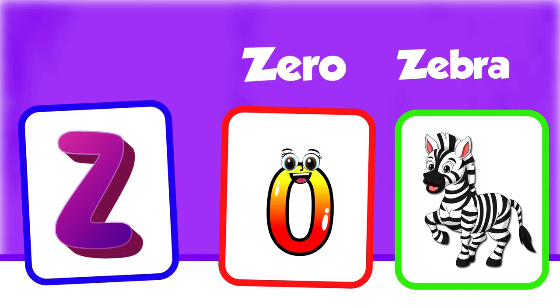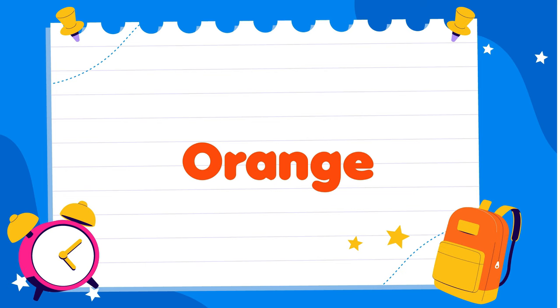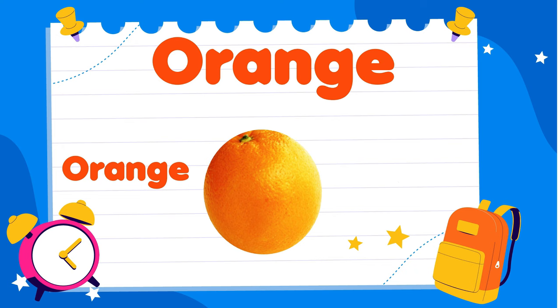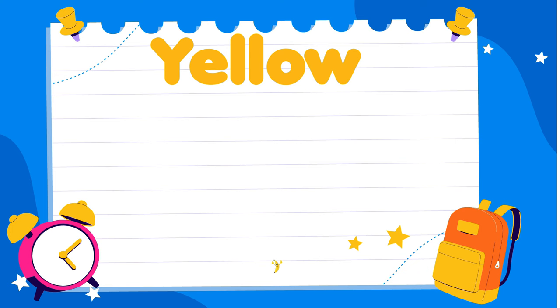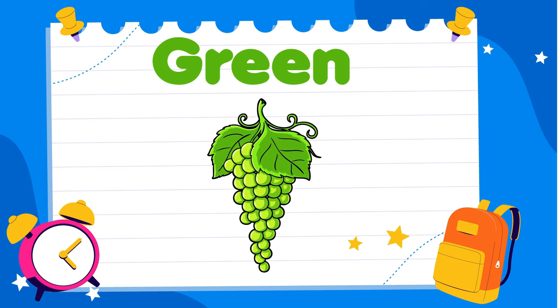Red apple, red apple. Orange, orange. Yellow banana, yellow banana. Green grapes, green grapes.